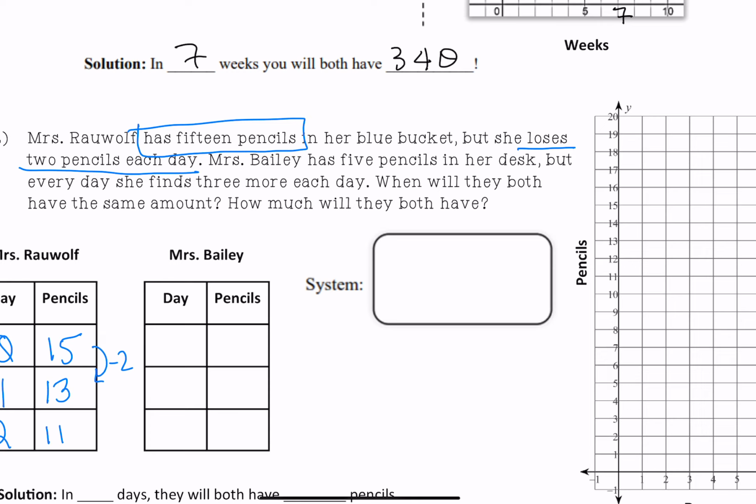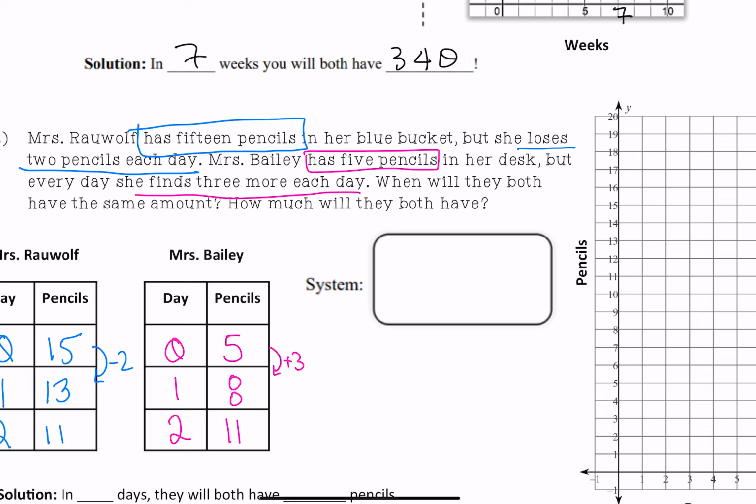Bailey, she has 5 pencils in her desk. So on 0 days, she's already got 5. But she finds 3 more every day. Well, after 1, that means she has 8 pencils. After 2 days, she has 11 pencils. Because when you find stuff, that is adding to your stash.